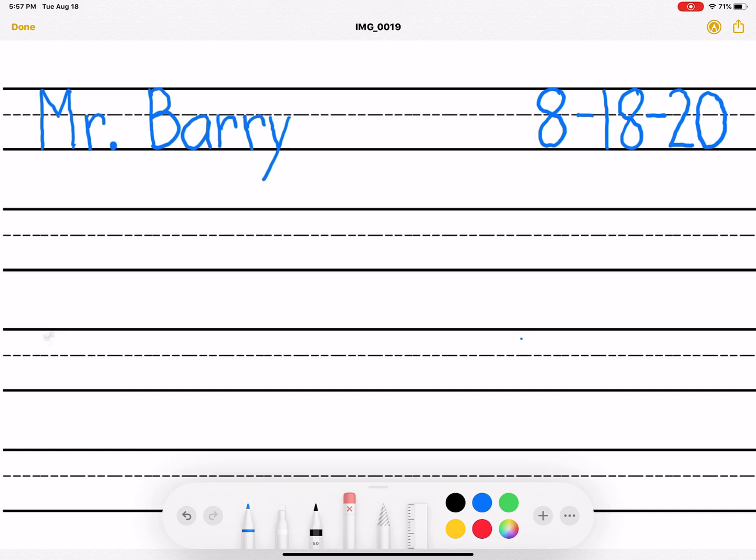Hello, students, and I have today's writing lesson for Tuesday, August 18th. And we practiced the letter O, capital, and we practiced the numbers 3 and 4, and we looked at the shapes. And we're going to go through that very quickly again.